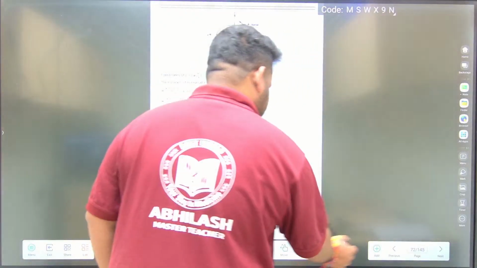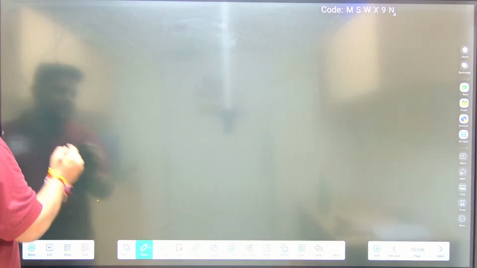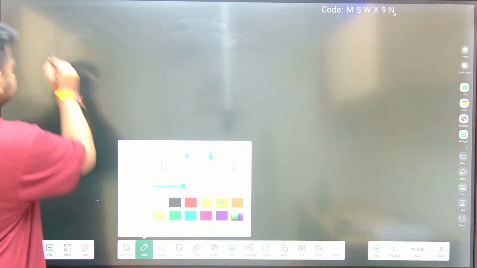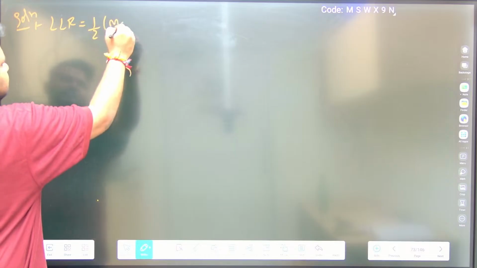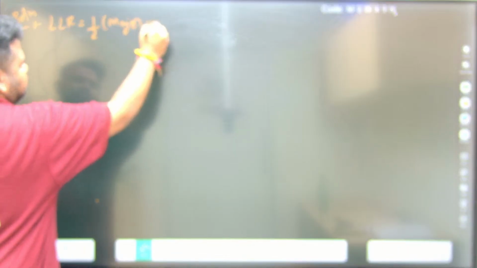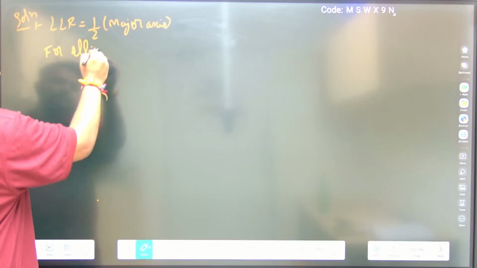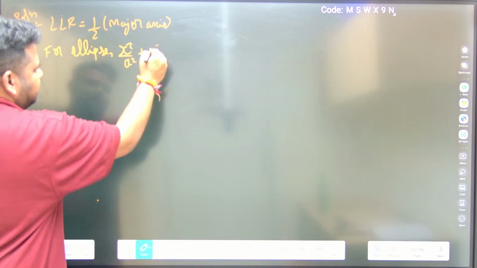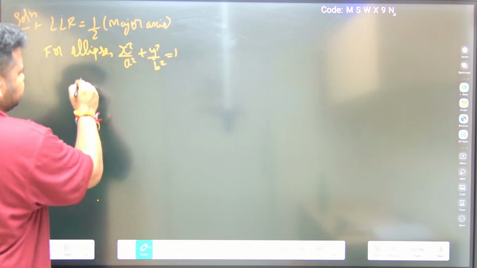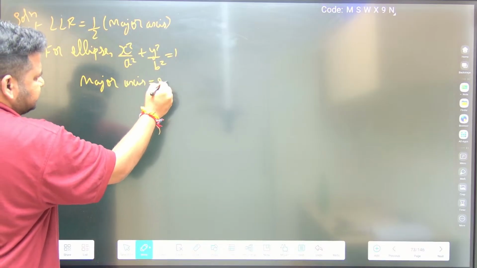So let us take up this question, friends. Solution. They were given length of the latus rectum is equal to half its major axis. For an ellipse in standard form, x square by a square plus y square by b square is equal to 1, major axis is what? Major axis is 2 times a.